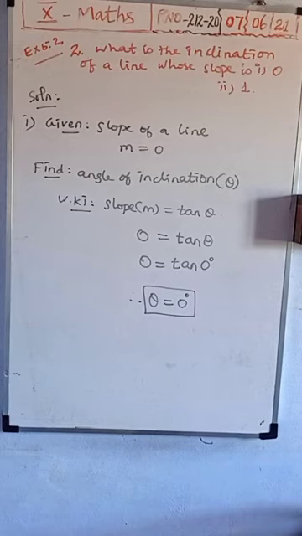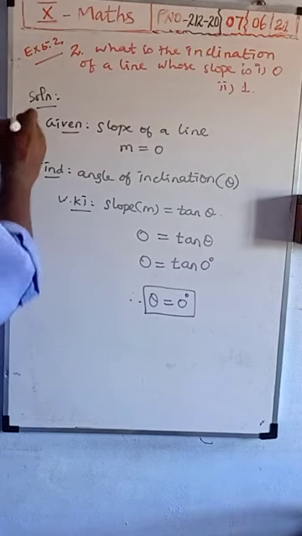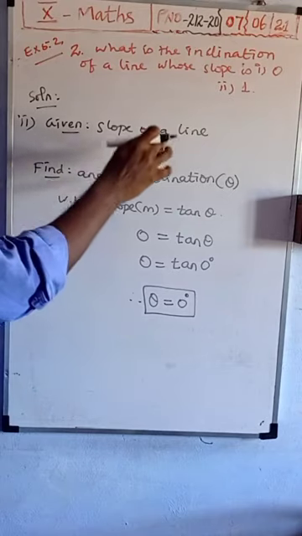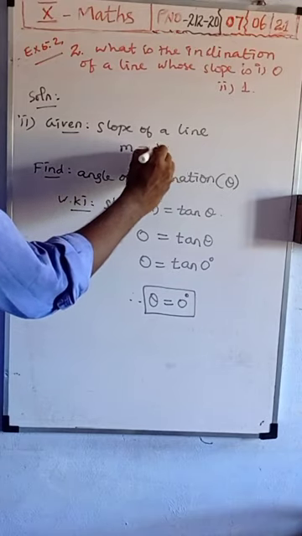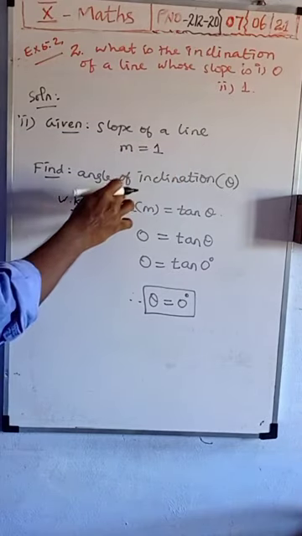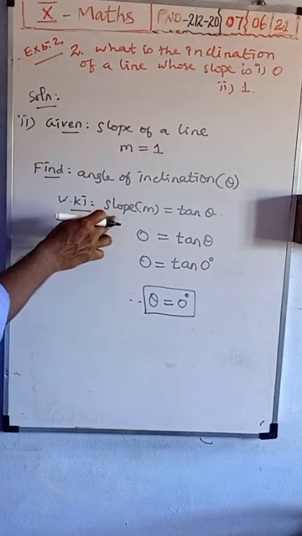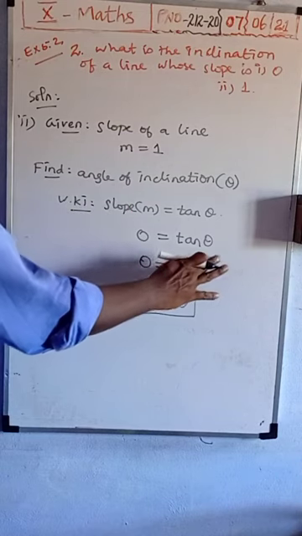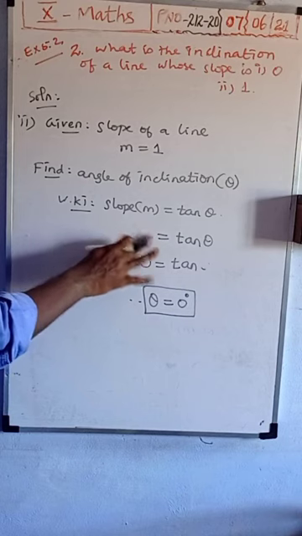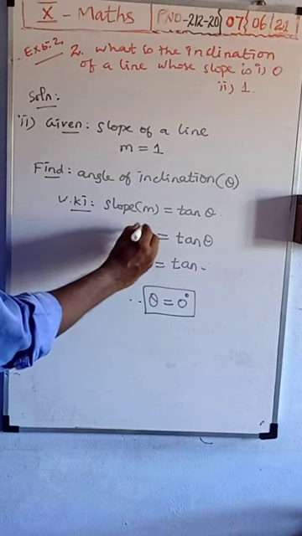That's all. Next, the second point. The slope of a line here is 1, m is equal to 1, and we want to find the angle of inclination. The formula is the same: m is equal to tan theta. Here slope m is equal to 1, so which value will it be?